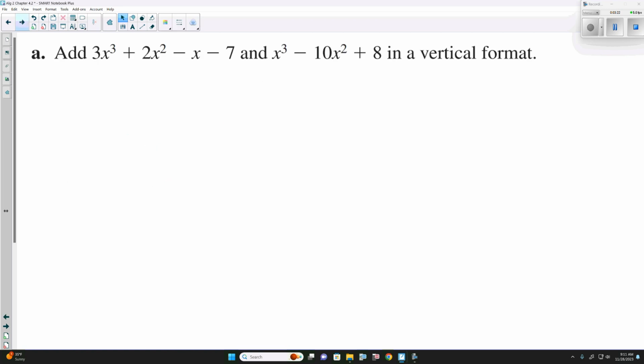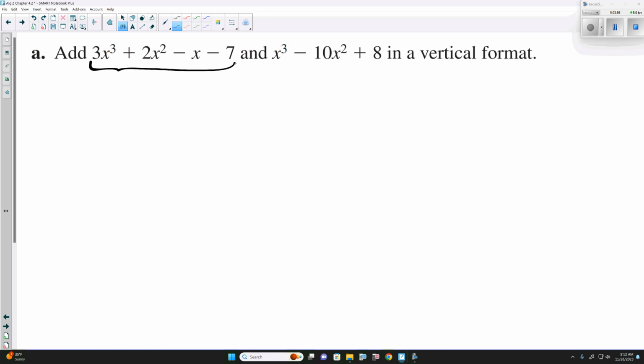What we're looking at today is addition, subtraction, and multiplication. Addition is what we're going to look at first. And there's 2 ways we can add and subtract polynomial expressions. One of them is vertically. When we add and subtract vertically, up and down, we're going to be adding and subtracting up and down.